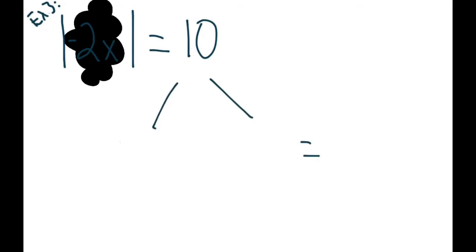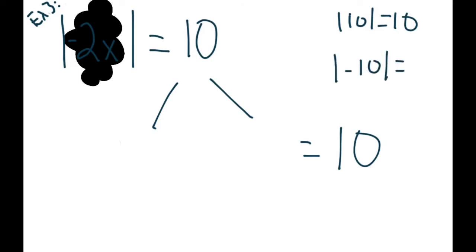Absolute value of 10, okay, I'm going to think about this. Absolute value of 10 is 10. So I'm going to make one equal to a positive 10. You should be like, well, negative 10 is also 10 away from 0 because the absolute value of negative 10 is 10. So we're going to make the other one equal to negative 10.